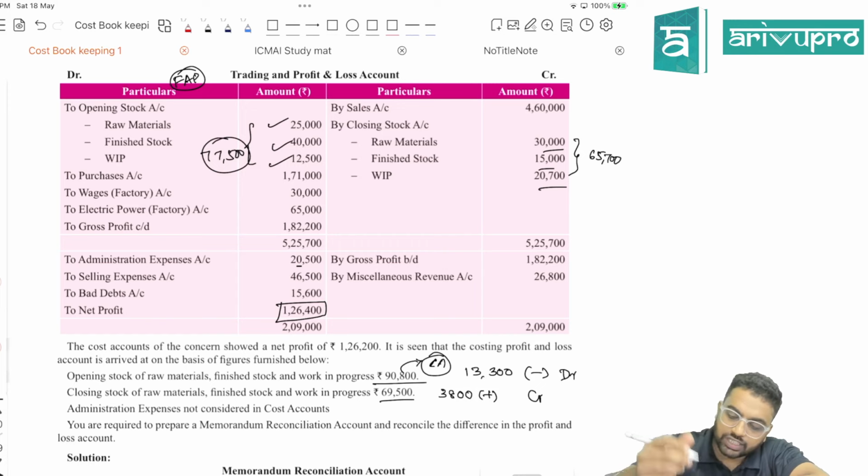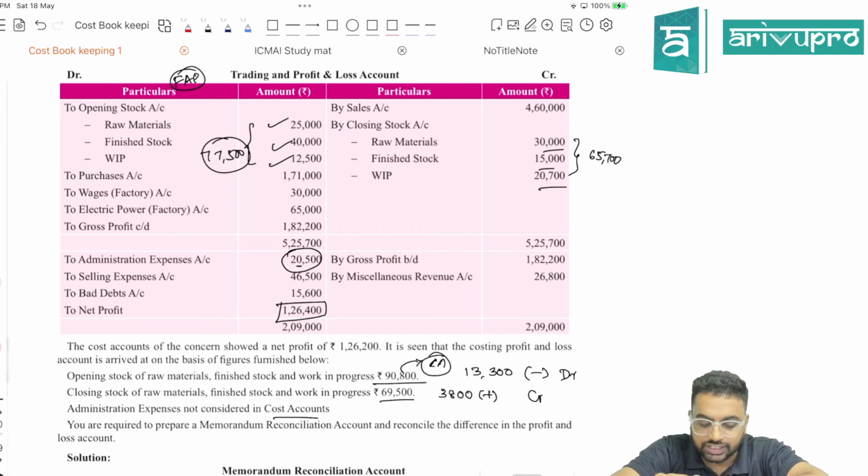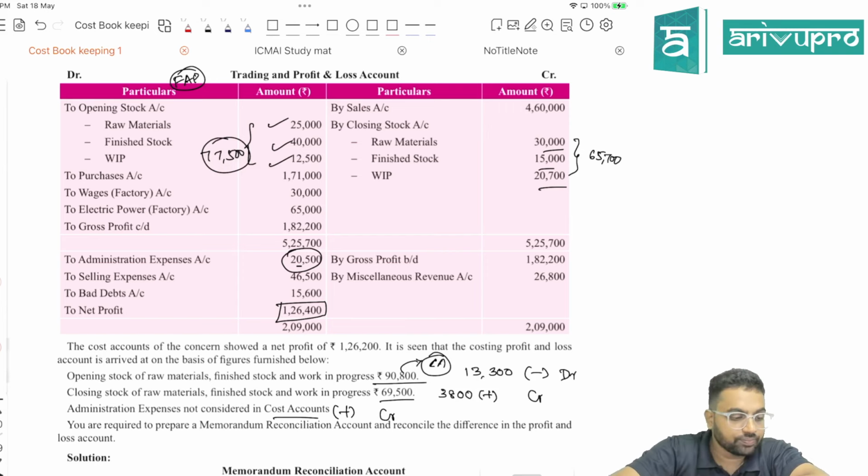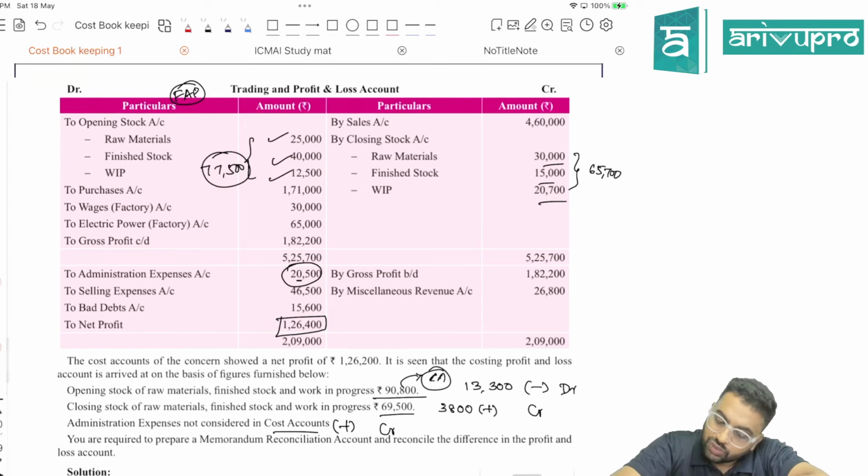Okay. Administration expense is not considered in the cost accounting. In cost accounting, this whole administration expense itself is not considered. So administration expense, what are you doing, sir? Very simple, people. You showed it as an expense, but it is not actually an expense as per cost accounting. So what should you do, sir? You should add it back to the profit because it's not an expense. So add it to the profit. Add means debit or credit, sir? Credit. Okay. Now only so much, no, sir?